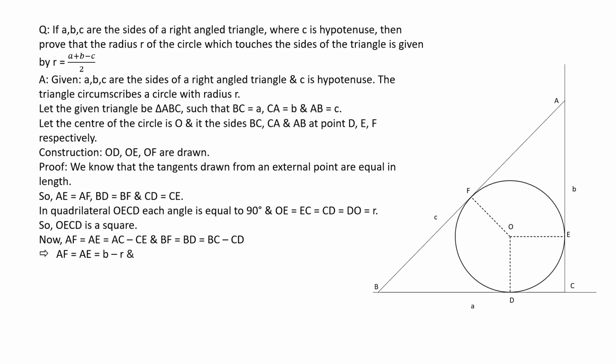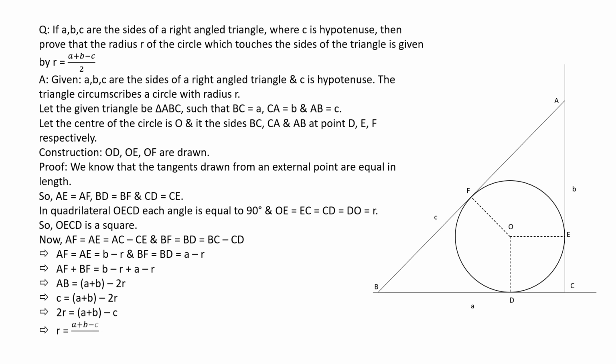Now AF equals AE equals AC minus CE and BF equals BD equals BC minus CD. Or you can write AF equals AE equals b minus r and BF equals BD equals a minus r. Now AF plus BF equals b minus r plus a minus r, or you can write AB equals a plus b minus 2r, because AF plus BF equals AB. This implies c equals a plus b minus 2r, or on interchanging we get 2r equals a plus b minus c, or r equals a plus b minus c whole divided by 2. Hence proved.